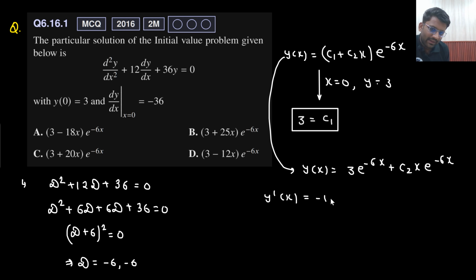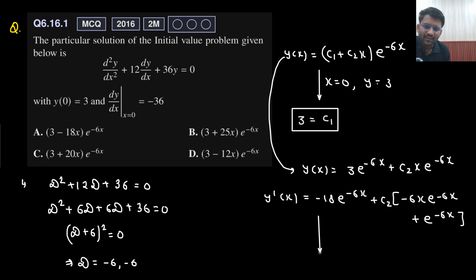So what will you get? Minus 18 e to the power minus 6x, because this will give you minus 6, so minus 18 e to the power minus 6x. c2, first one as it is, differentiation of second will be minus 6x e to the power minus 6x, plus second one as it is, differentiation of first. Now put x equals to 0 here, and the value of y dash will come out to be minus 36.